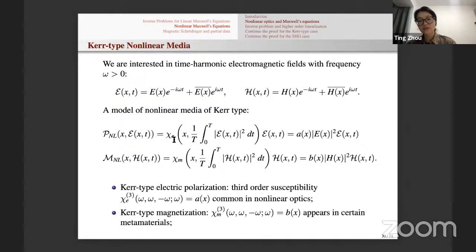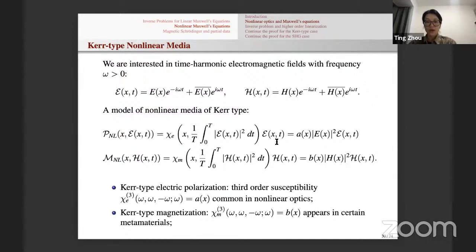So when you have this assumption, then you will have a third order dependence on the electric field for these time harmonic electric fields. Same thing with magnetization. You can do the same thing, assuming that chi m depends on the memory term of the magnetic intensity, and you have this third order nonlinear term for the magnetic field.